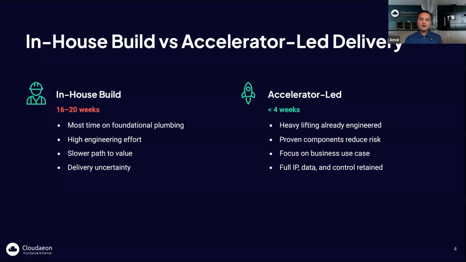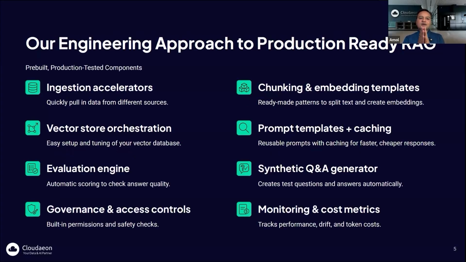Now let me show you the actual components that make this speed possible. Here are the building blocks we have already engineered for you. As you can see, these are all pre-built, production-tested components. You start from getting the data from your source system. We already built these pipelines for you. Then you have to do the chunking and embedding. We already have a component built for that. We also built prompt templates and caching, so you can save on time and money.